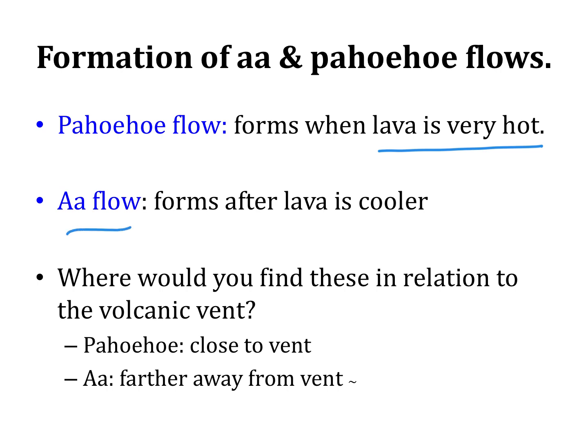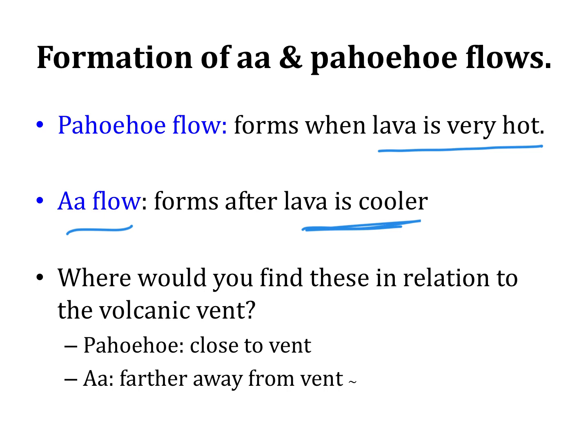The aa flow, on the other hand, forms after the lava is cooler. So you still have a thick lava flow. It's still pushing forward. But now you're creating a much thicker skin because the lava itself is not as hot inside. And that thicker skin cannot stretch. Instead, as the lava pushes forward, that thicker skin breaks into pieces and creates that jagged surface that we see.